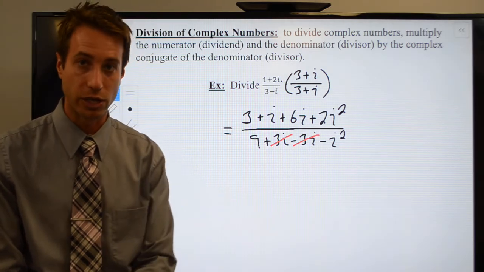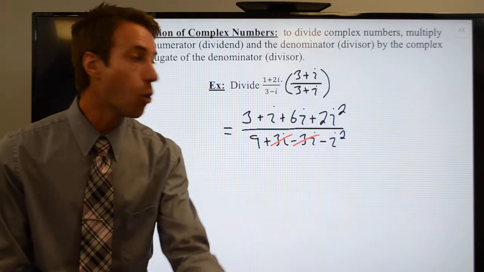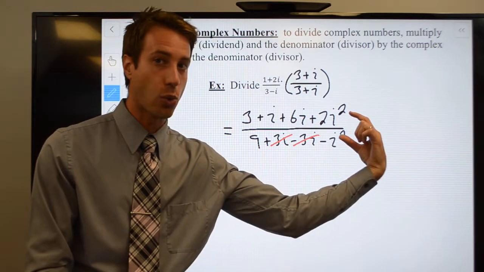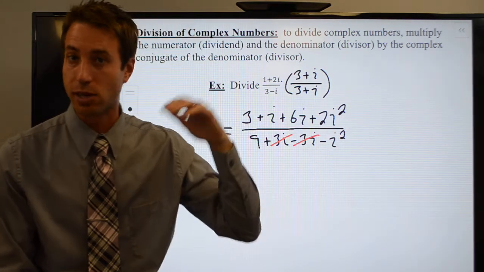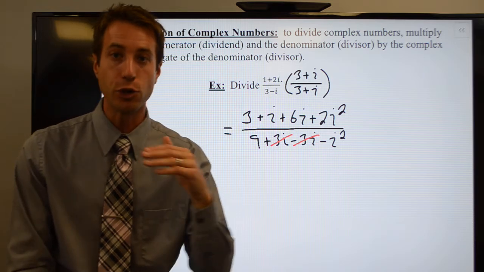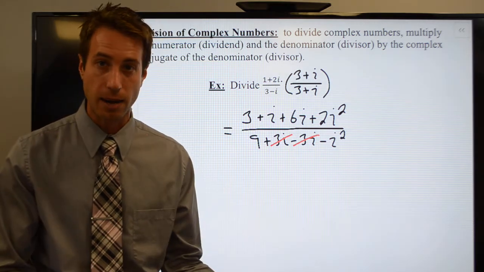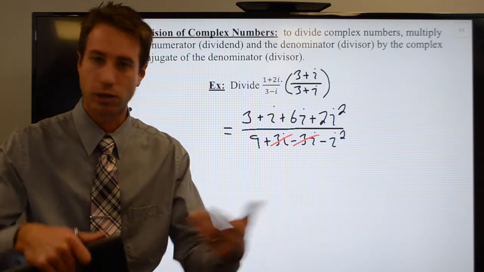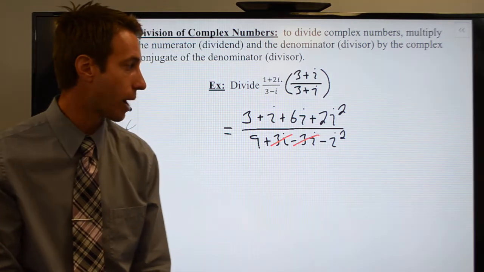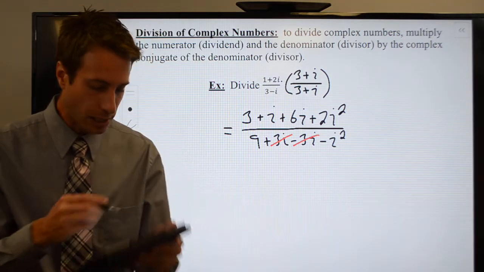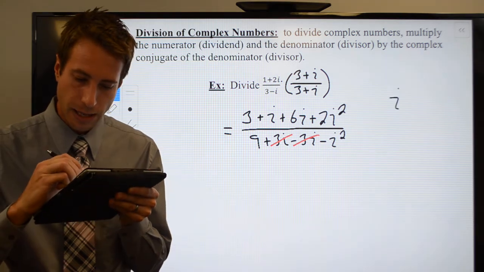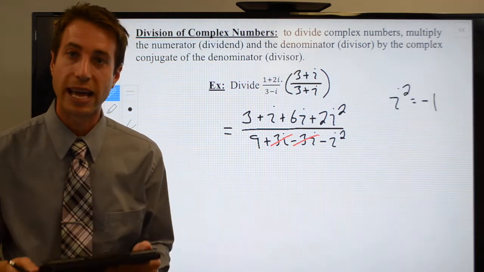Go back and figure out what you did wrong. And you should always wind up with an i squared and an i squared in both the top and the bottom. If you don't, you messed up, right? That's just the way foiling works. You're always going to wind up with an i squared. But we know what i squared is equal to. Remember, i squared is equal to a negative 1.